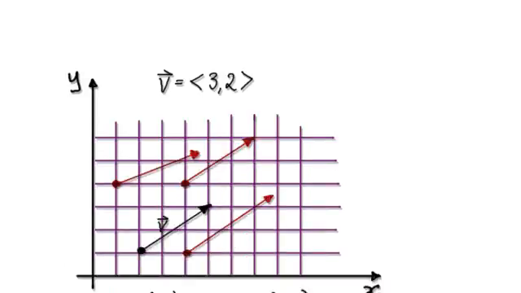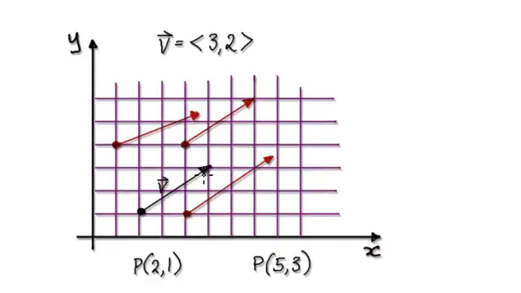In this video, we're going to talk about position vectors. So let's say you've got a vector v here, where the initial point is 2 across, 1 up, and the terminal point is 5 across, 3 up. But the vector itself is only 3 across and 2 up.